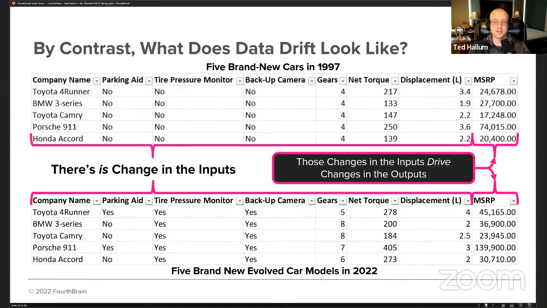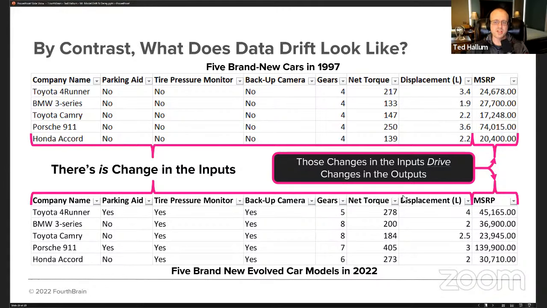So by contrast, let's look at data drift. With data drift, we originally had our 5 new vehicles in 1997. And then down at the bottom, we're looking at the same make and model, but these are actual new 2022 vehicles. So the inputs have changed. Unlike before, many of these vehicles have parking assistance and they have tire pressure monitors and backup cameras. None of that stuff was standard back in 1997. And so we can see that the changes to the input variables are actually driving the increase in the MSRP. And that's what you typically see with data drift when it's not virtual drift.